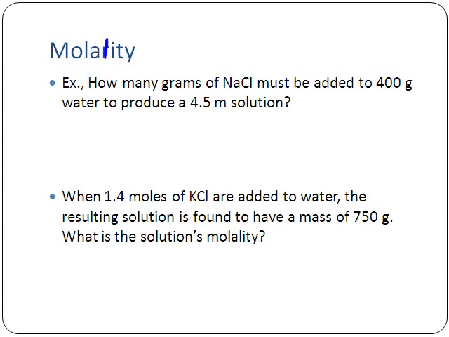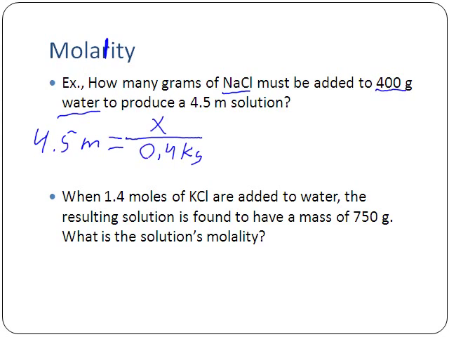Okay? How many grams of NaCl, sodium chloride, must be added to 400 grams water to produce a 4.5 molal solution? And so in this case, we know we have a 4.5 molal solution. A molality, remember, is equal to the number of moles of the solute. Solute here is NaCl. We don't know that, so that'll be X, over the number of kilograms of solvent. The solvent here is water, and so we have 400 grams. That would be 0.4 kilograms there.